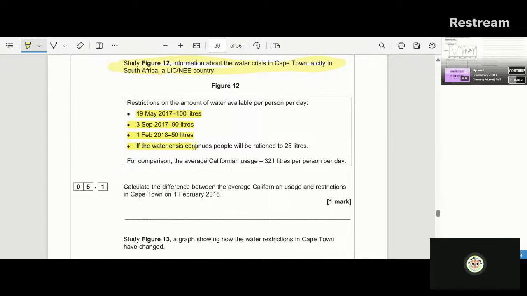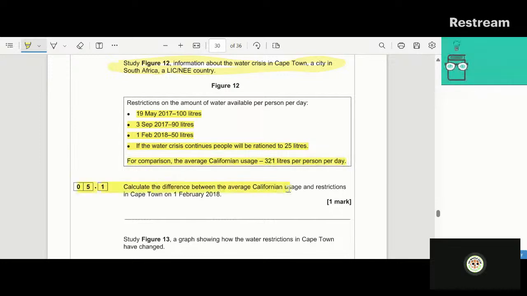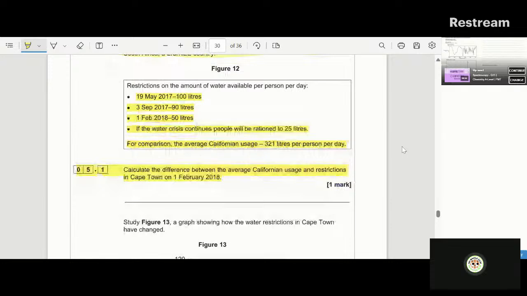If the water crisis continues, people will be rationed to 25 litres. For comparison, the average Californian usage is 321 litres per day. Calculate the difference between the average Californian usage and restrictions in Cape Town on the 1st of February. So hopefully you can do some simple maths there, not too difficult. The answer, if you manage to figure it out, is 271 litres. Make sure you put the units there.